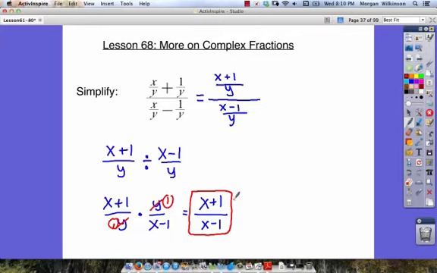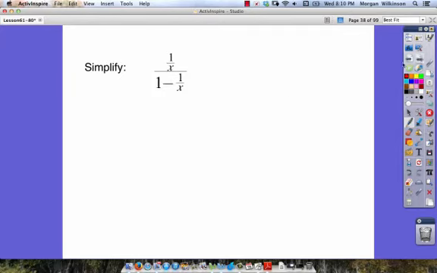Let's look at another complex fraction. Here we have 1 over x all over 1 minus 1 over x. Now with this problem, the numerator looks pretty simple already, 1 over x. We're going to divide it by, well, this one we can't simplify yet until we make both of the denominators the same. So we're going to have 1 over something minus 1 over x.